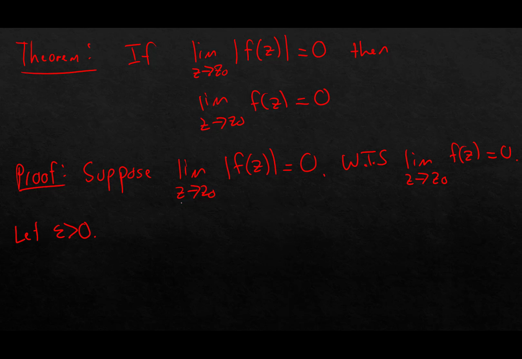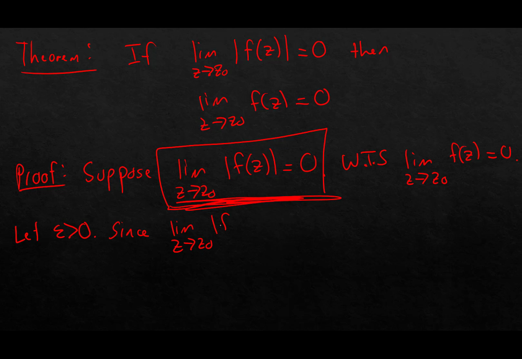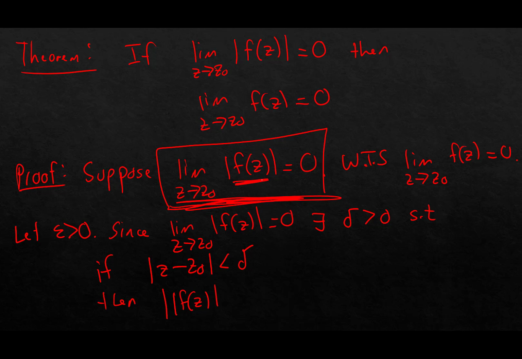Okay. Now, since we know that this limit right here is equal to 0, we get a delta. So since the limit as z approaches z naught of the absolute value of f of z equals 0, there exists a delta greater than 0 such that if the distance between z minus z naught is less than delta, then, and here is where it gets a little bit tricky, well, not too tricky, the distance between the absolute value of f of z, which is this part, minus 0 is less than epsilon.